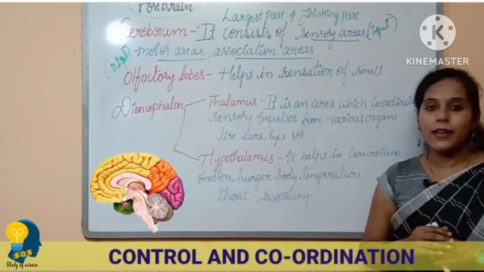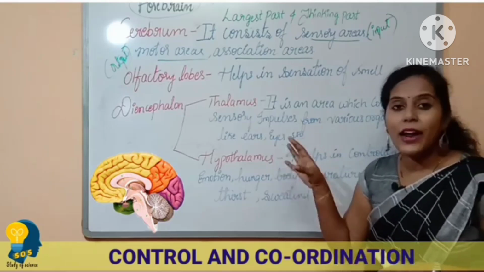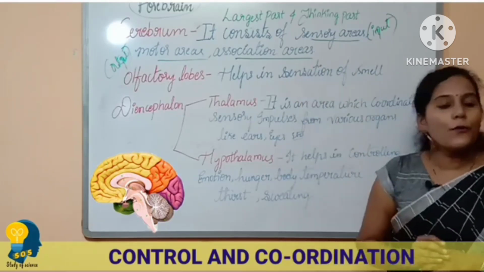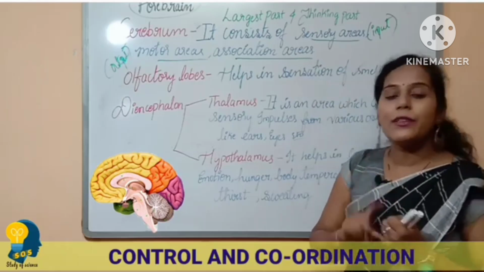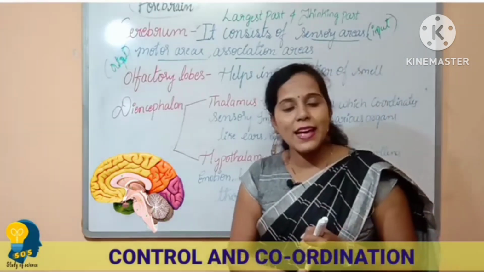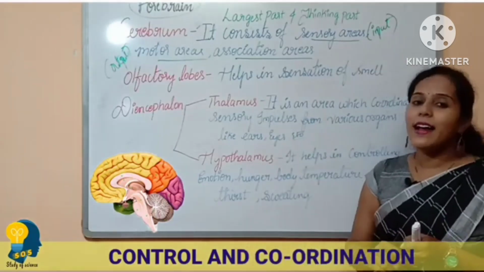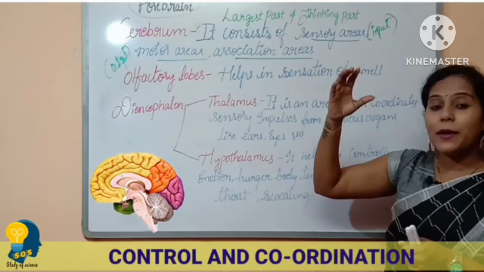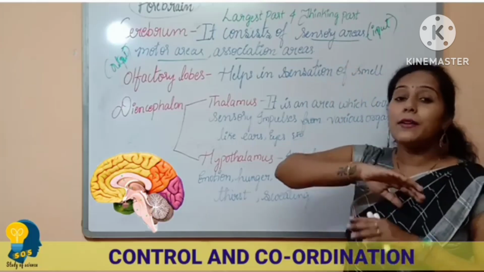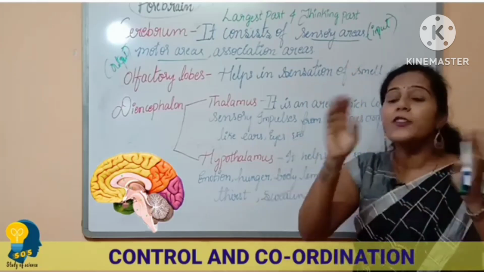from these parts. Once, let us recall whatever we have learnt under the forebrain. The forebrain is further classified into the cerebrum, next the olfactory lobes, and the third one, the diencephalon. So what is the cerebrum? Cerebrum is the biggest part. It is the largest part of the brain.